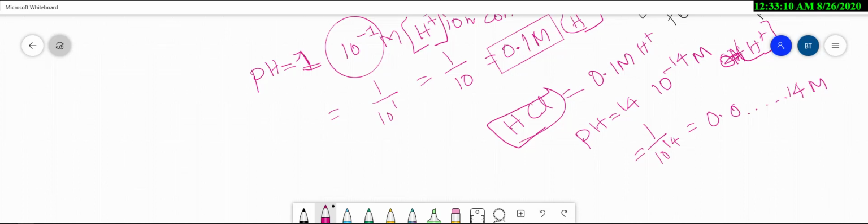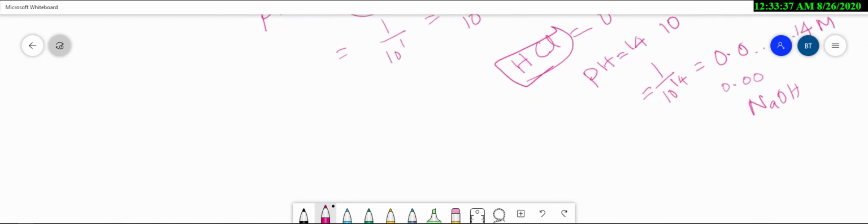So for pH 1, we have 0.1 molar hydrogen ion concentration, which is very high. But if you go for pH value 14, it becomes a very negligible hydrogen ion concentration. That means it has only negligible hydrogen ion concentration in sodium hydroxide, where H plus ions are no more present, only trace amounts are present here. So this is how you measure.